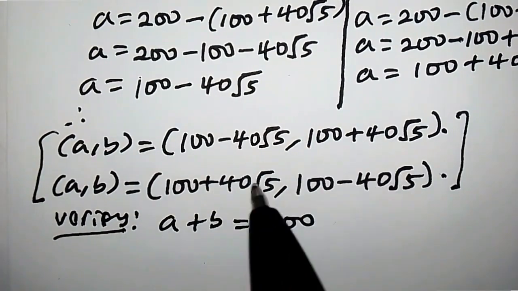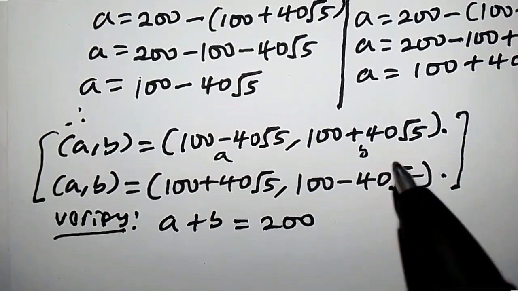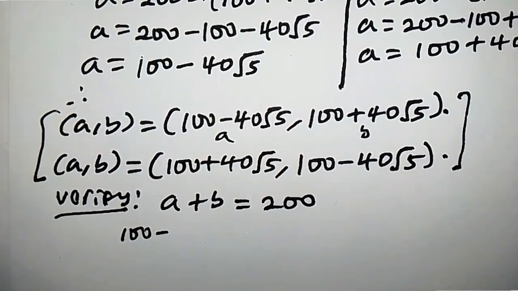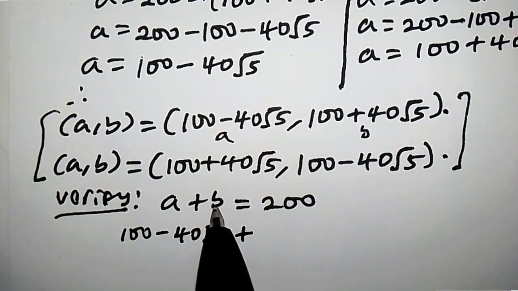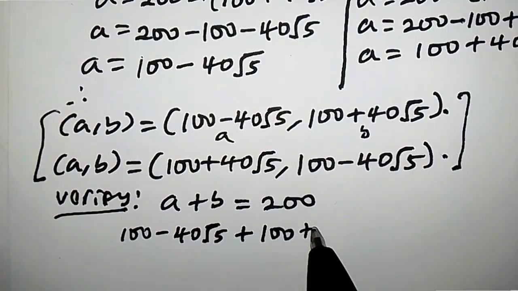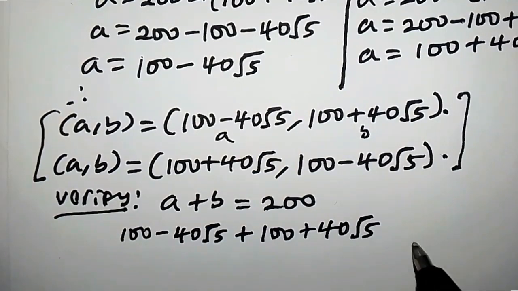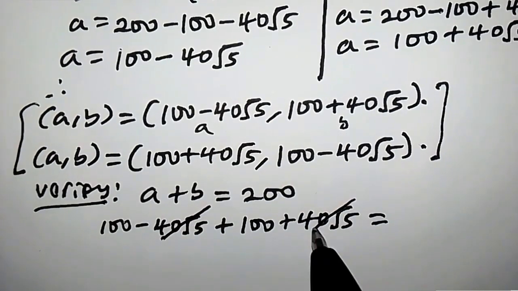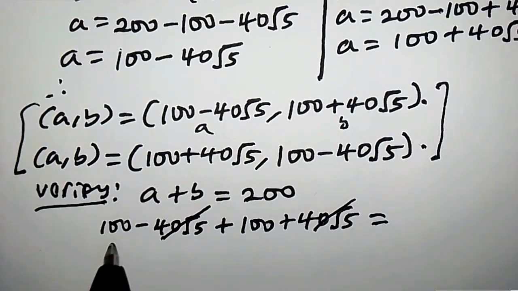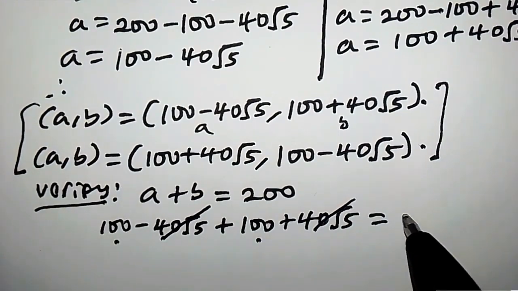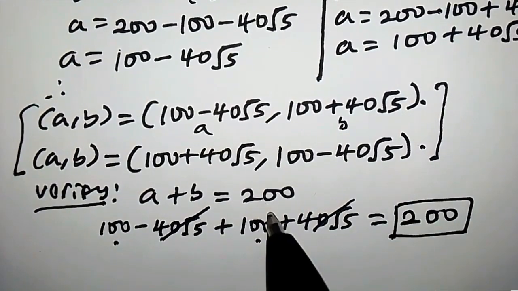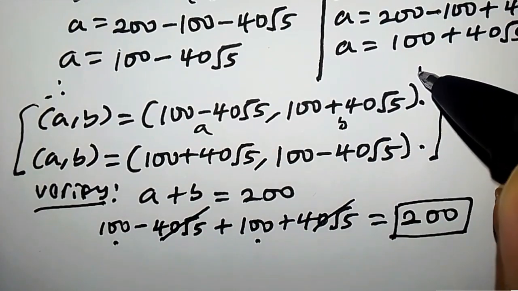Let us verify the first solution. This is our A and this is our B. In place of A, we write 100 minus 40 root 5 plus, in place of B, we write 100 plus 40 root 5. This equal to, clearly, minus 40 root 5 cancels out plus 40 root 5. We have 100 plus 100, which is just 200. This is exactly what we have on the right hand side of this equation. Thus, indeed, the first solution is correct.